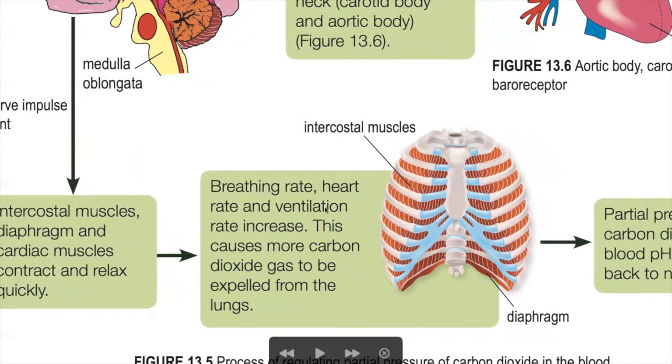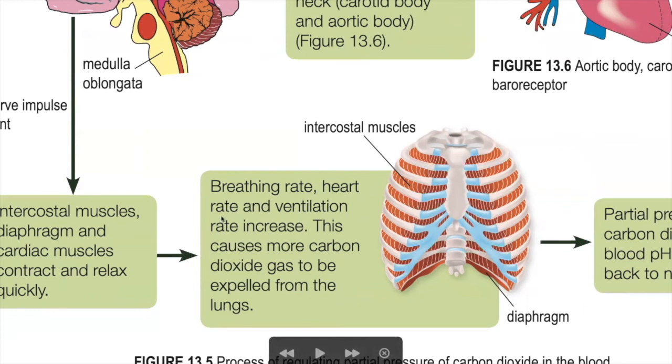Okay. The breathing rate, the heart rate and ventilation rate increase. This cause more carbon dioxide gas to be expelled from the lung. Breathing rate ni awak tahu kan? Heart rate awak tahu. Heart rate tu heartbeat dia lah. Maksudnya jantung tu akan pump darah lebih laju. Ventilation rate tu apa cikgu? Ventilation rate tu adalah proses yang mana awak inhale and exhale. Maksudnya itu maksud ventilation. Boleh?